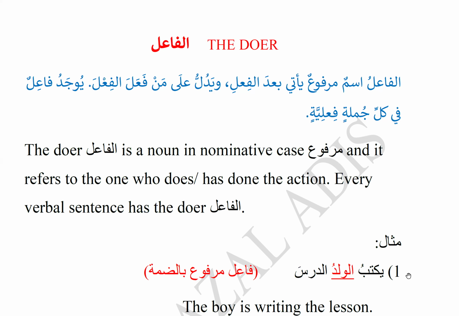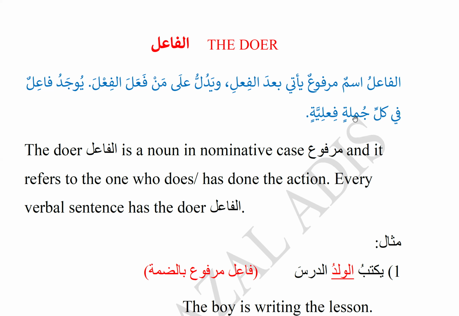So if it comes before the fi'l, then it converts to a jumla ismiya, because now the sentence begins with a noun and not a verb. So the sentence completely changes, and then that word al-walad becomes a mubtada. It's no longer a fa'il, although the meaning is the same. So the fa'il is ism marfu' ya'ti ba'd al-fi'l wa yadullu ala man fa'ala al-fi'l, and it indicates the person who did that action.